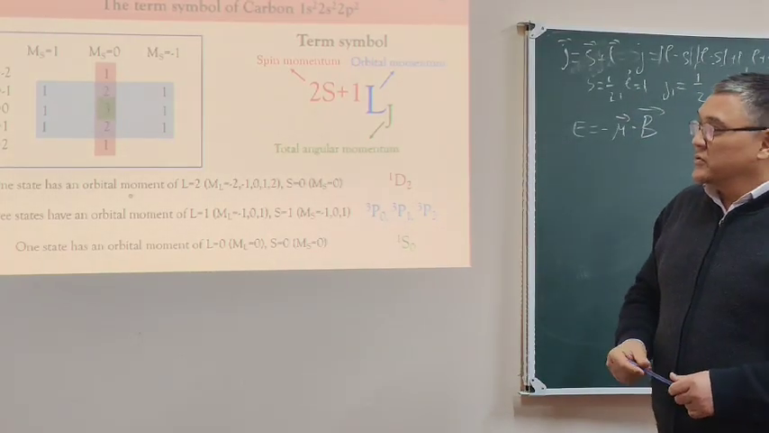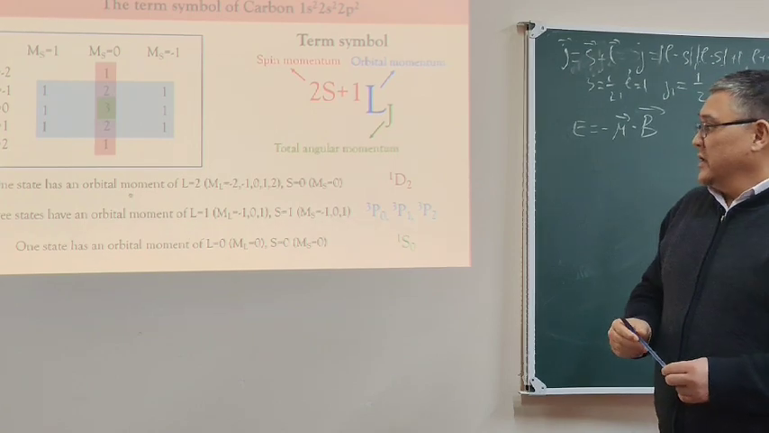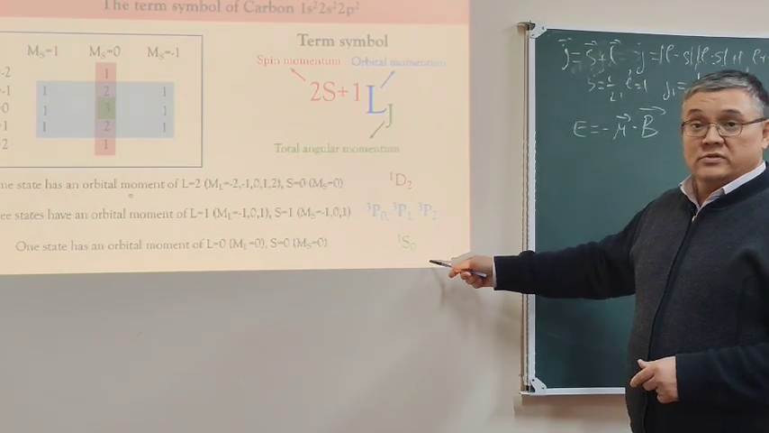One state has orbital moment of L equal to 0 and S equal to 0, and this case corresponds to the 1S0 case here.